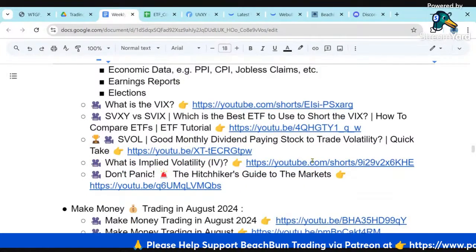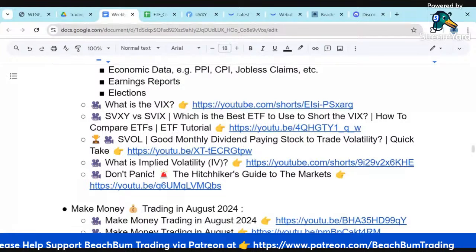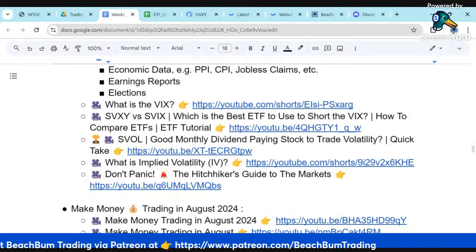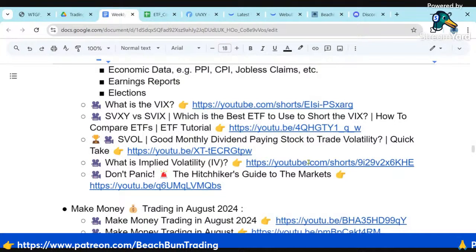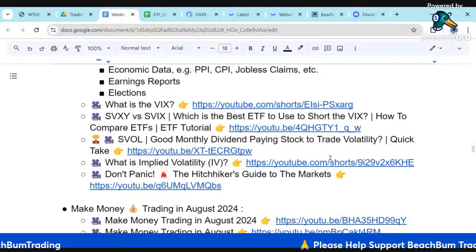Also, with the increase in volatility, we got increased implied volatility in options, so that makes the options premium more attractive. If you're not familiar with how implied volatility works and how that affects options, you can reference that video in our notes.